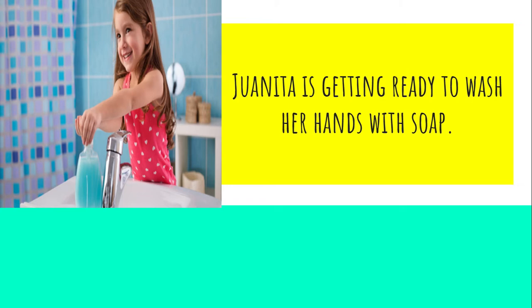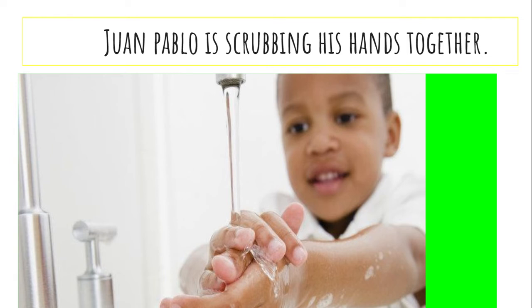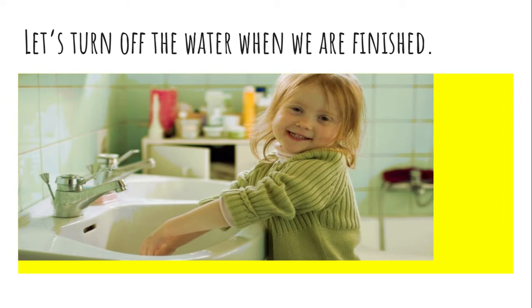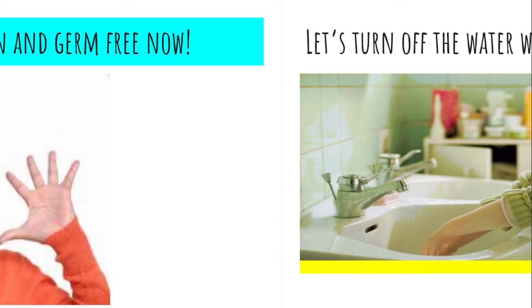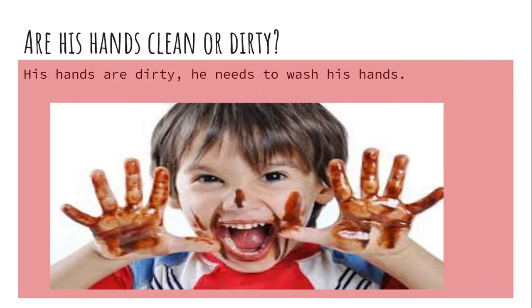Juanita is getting ready to wash her hands with soap. Juan Pablo is scrubbing his hands together. Let's make sure all of the germs are gone. Let's turn off the water when we are finished. Ta-da! Our hands are clean and germ-free now. Are his hands clean or dirty? His hands are dirty. He needs to wash his hands.